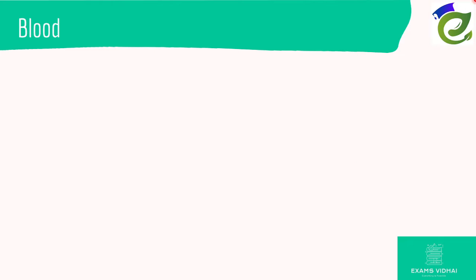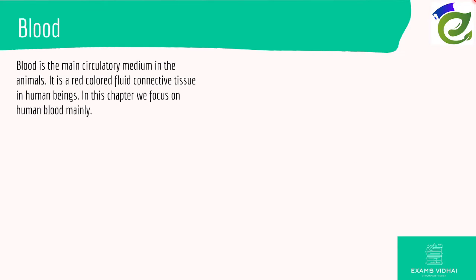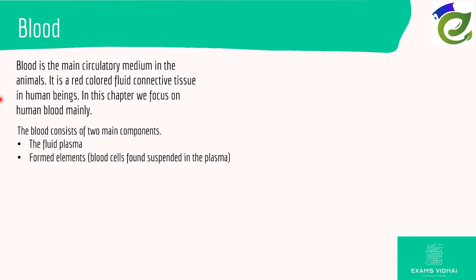First things first, blood. So what is blood? Blood is the main circulatory medium in animals. It is a red color fluid connective tissue in human beings. In this chapter, we'll be focusing on human blood mainly. The blood consists of two major components, the plasma and the formed elements.